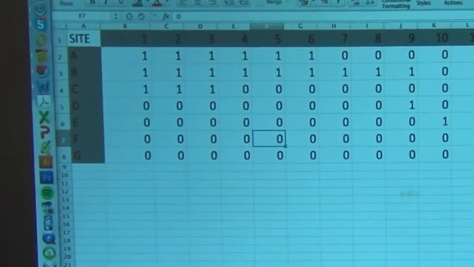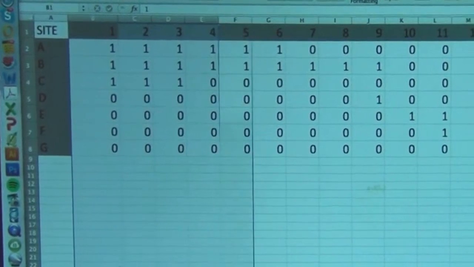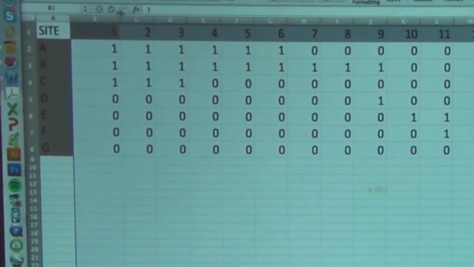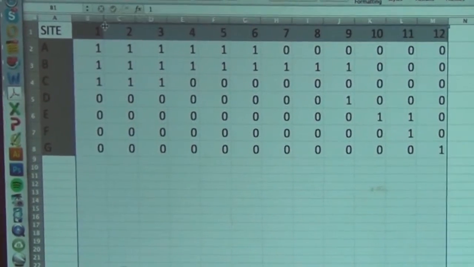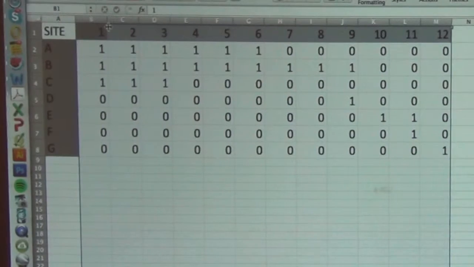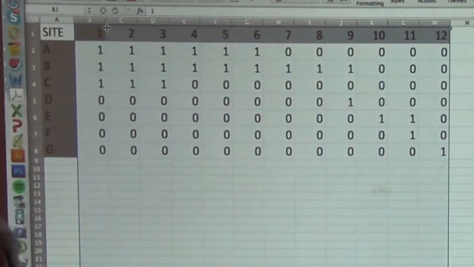Okay. So look at this matrix, okay? What am I doing? And this is just all made up. All I did was I imagined a set of sites, A, B, C, D, E, F, G, and a set of species.